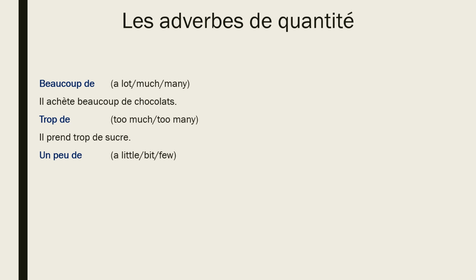Next we have un peu de. It means a little, bit, or few. Example, je veux un peu de sucre. It means I want a little bit of sugar. So we use un peu de when we are talking about very little quantity.